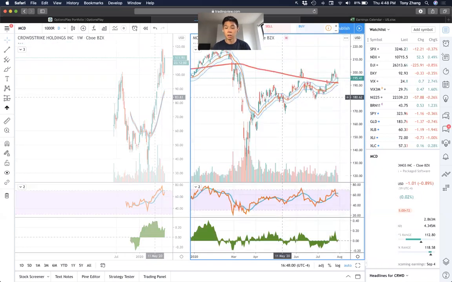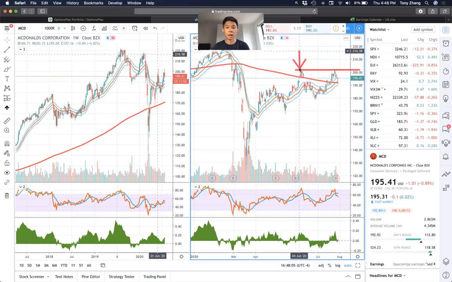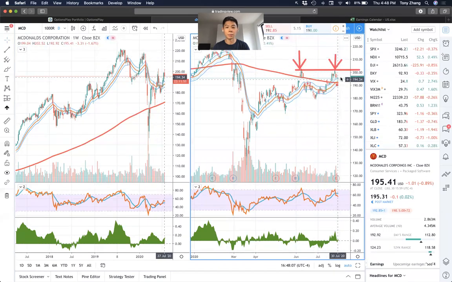Those are the best way to chase these higher if you think they can continue moving higher. Jock wants to take a look at McDonald's. McDonald's has failed at this 200 level multiple times here. So I would like to see a breakout above 200 in order to get bullish back here on McDonald's.